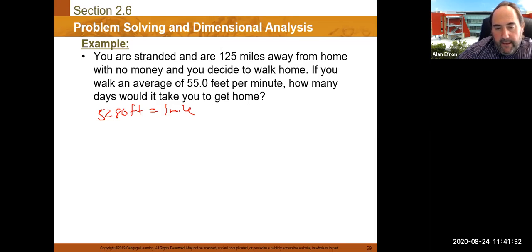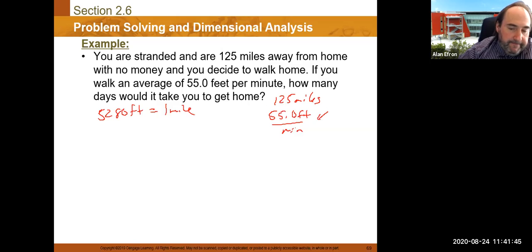Okay, so we got a couple things. We have 125 miles, which is how far we want to go. We also have our rate, which is 55 feet per minute. So really, this is actually going to be our conversion factor. But we do have a problem. This is our length, right? And it's in miles. This is in feet. So we do have to convert it to the same unit, so everything will cancel out.